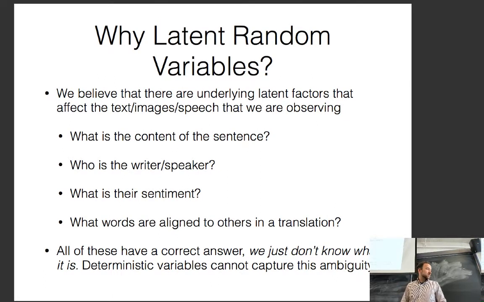And all of these basically have a correct answer. Some of these are fuzzy, like what is the content? That's a fuzzy thing. But who is the writer of the sentence? That has a correct answer. What is the sentiment of the sentence, to the point where you can quantify sentiment? This has a correct answer, etc. But we just don't know what they are by looking at the sentence. So these are the cases where we want latent random variables.